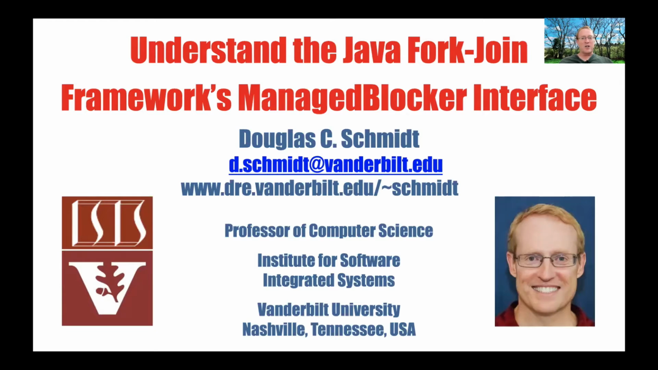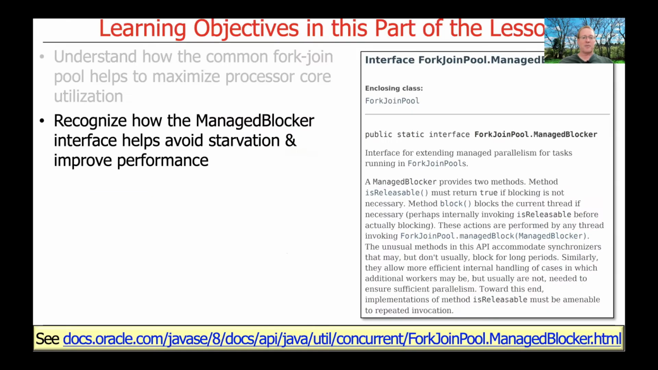So now that we've had a chance to talk about the common fork join pool, let's turn our attention to how to use the ManagedBlocker interface, which is the mechanism that's used to allow the pool to automatically expand and contract based on demand. And we're going to talk here specifically about how the ManagedBlocker interface can be used to help avoid starvation and improve performance by allowing more threads to be allocated in order to keep the processor cores as utilized as we possibly can.